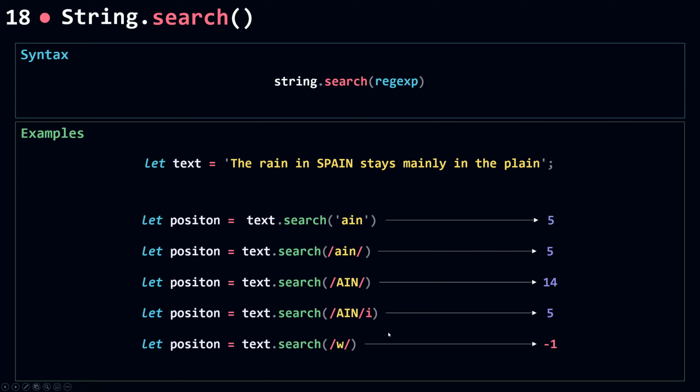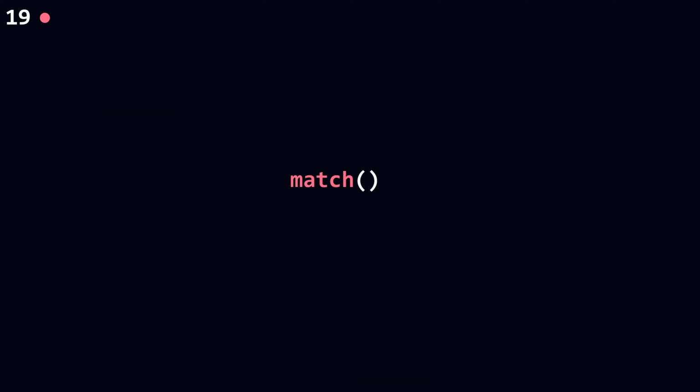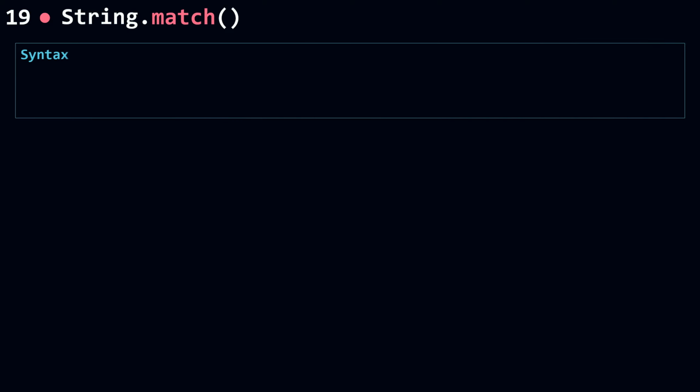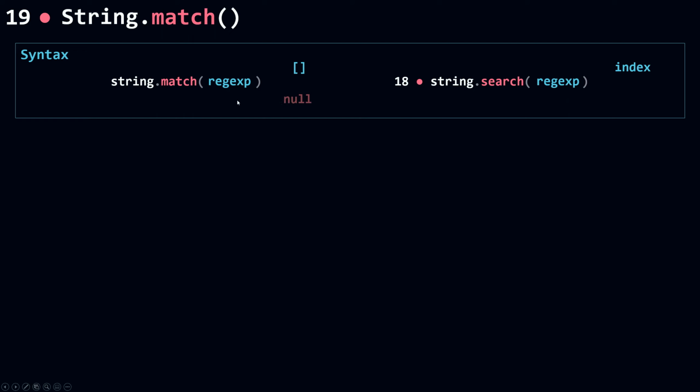Let's move on to the next method. Now let's talk about match. Match is almost like the last method, which is search. They both take in a regular expression, and they both match the string against the regular expression. The difference is that match will return an array with some information about the match inside, and search returns the index of the first match that occurs. Also, when match fails, it returns null, and when search fails, it returns -1.